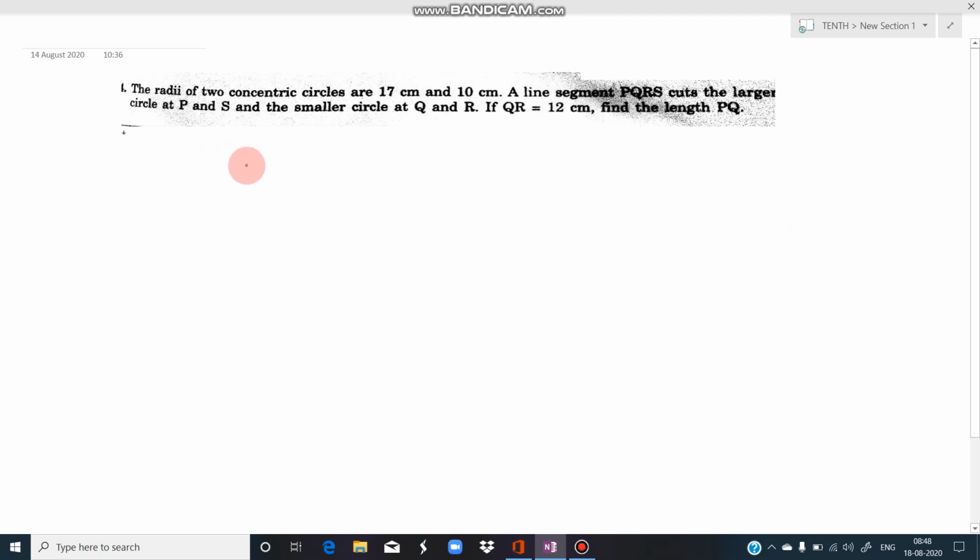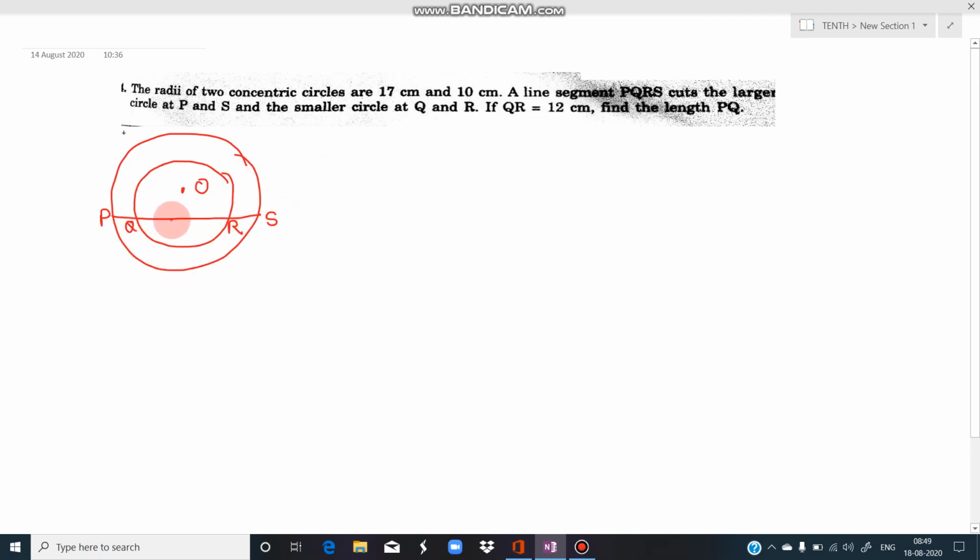So first of all, let us draw the figure. There are two concentric circles. Let us take the center of these two circles as O. Then there is a line which is cutting both the circles. It is cutting the bigger circle at P and S. It is cutting the smaller circle at Q and R. So this figure is given to us.